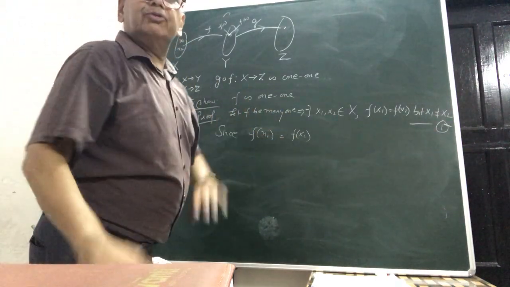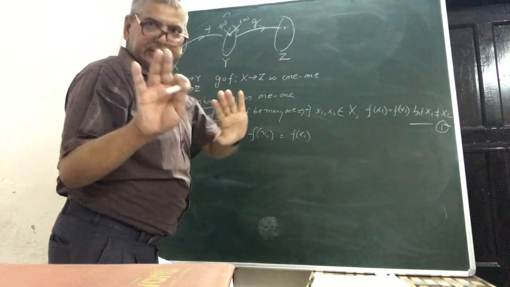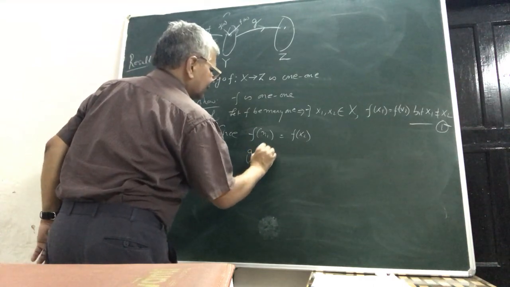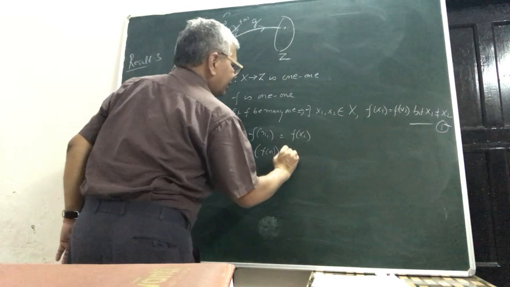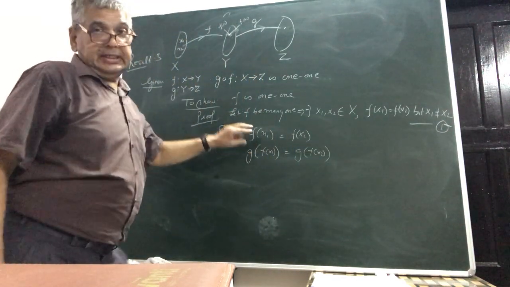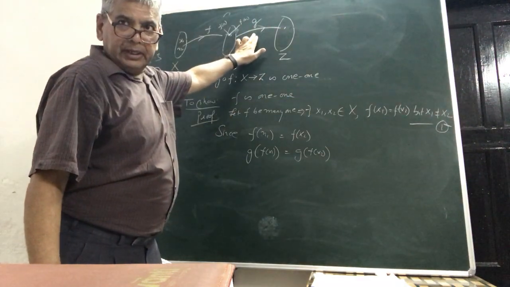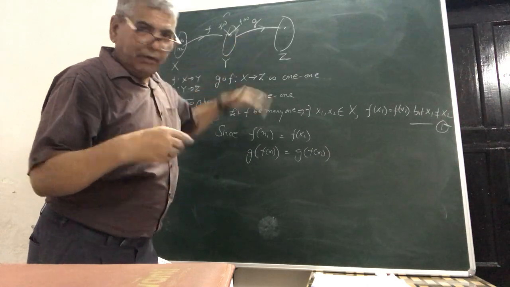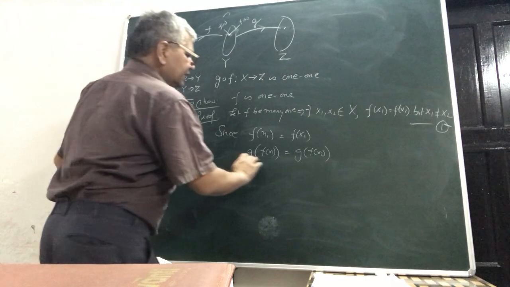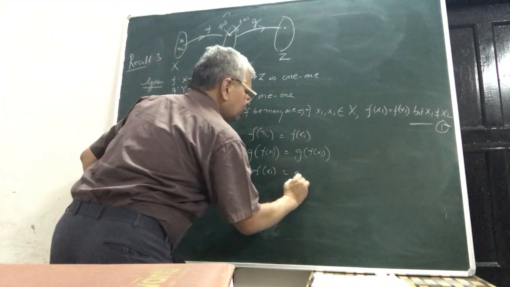Now, since f(x1) is equal to f(x2), the image of this element under the g function will be seen. So g(f(x1)) will be equal to g(f(x2)). Since these f(x1), f(x2) are one element only in the domain of g, obviously their images under g will be the same. Now this means g of f(x1) is equal to g of f(x2).